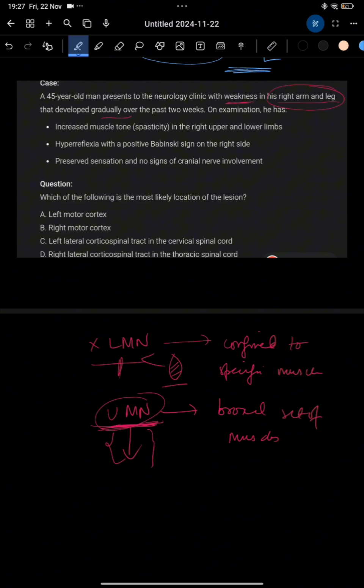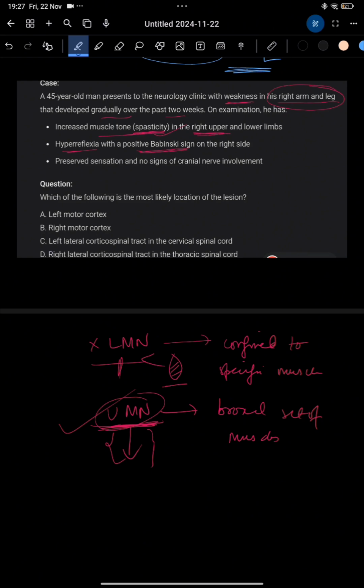So this developed gradually over the past 2 weeks. On examination, he has increased muscle tone. So we now for sure know that it is an upper motor neuron weakness. This weakness is in the right upper and lower limbs. Hyperreflexia is also present, so this is another UMN deficit. And we also have positive Babinski on the right side.